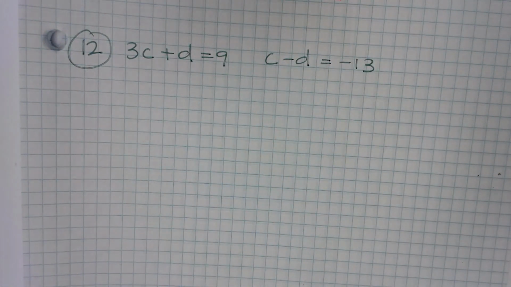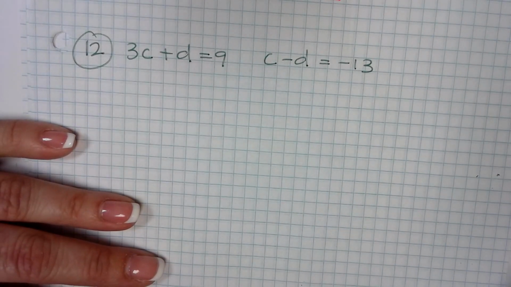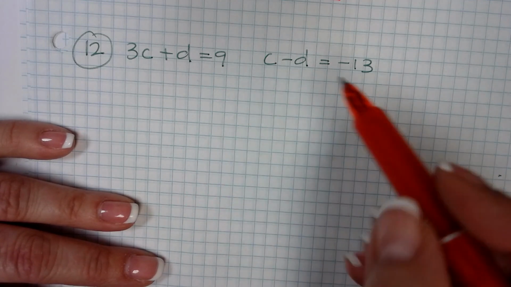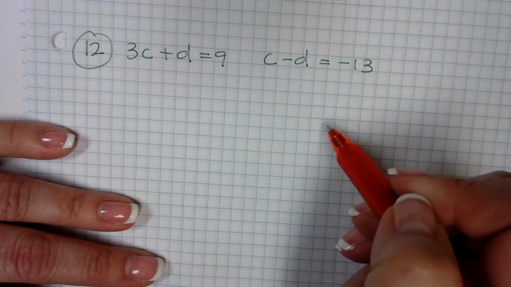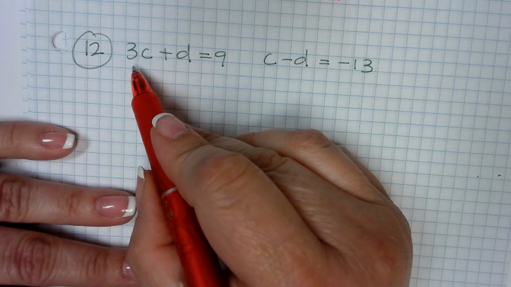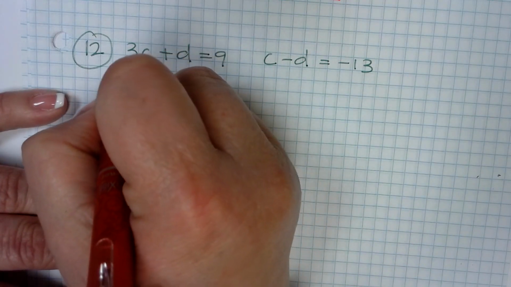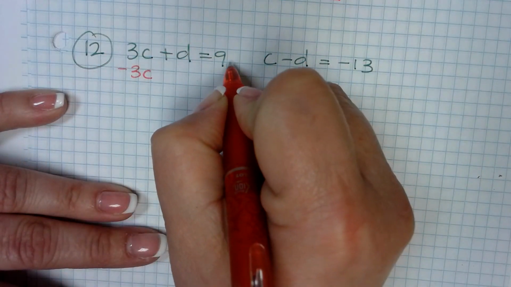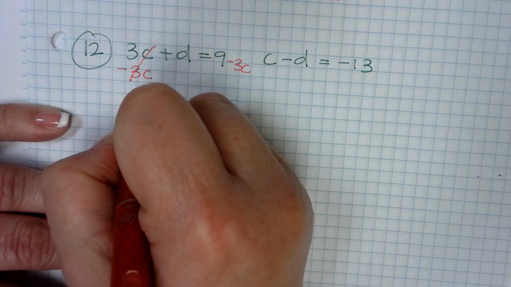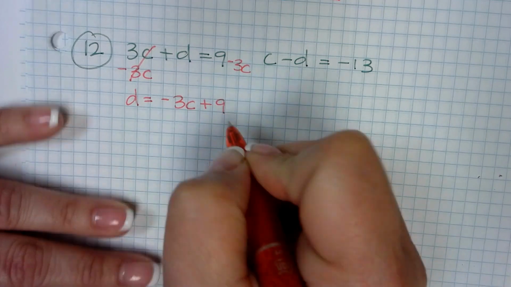So again, instead of graphing, we're going to do substitution. I'm going to pick one of these two to solve for a letter, get a letter by itself, and then substitute. I'm going to do this one just because it looks simpler. It doesn't really matter. We could subtract this 3C from both sides, and that'll give us D is equal to negative 3C plus 9.